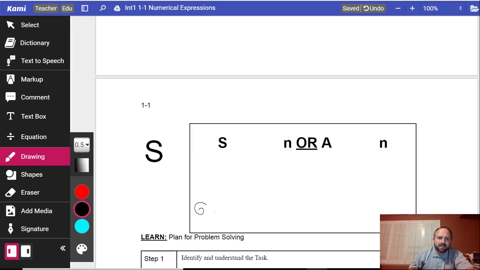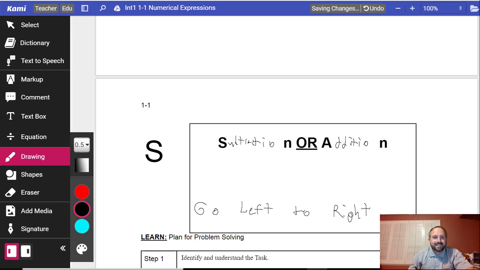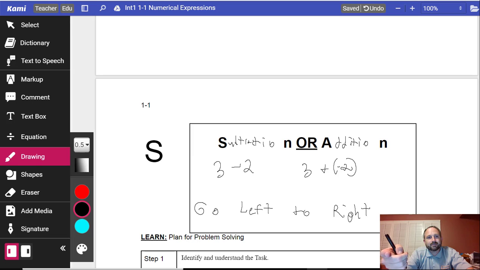Subtraction is going to be the same thing. Go left to right. And what are we going left to right? Subtraction or addition. So that's like saying, what if we had 3 minus 2? That's the same thing as 3 plus negative 2. It's the same thing. You will get the same response. All right, let's go on.